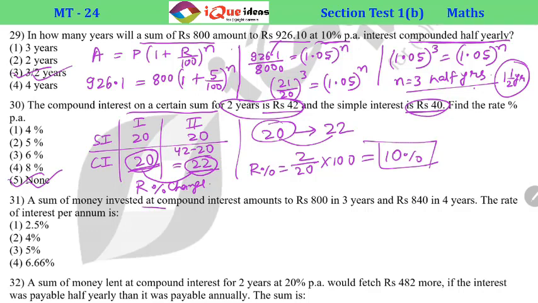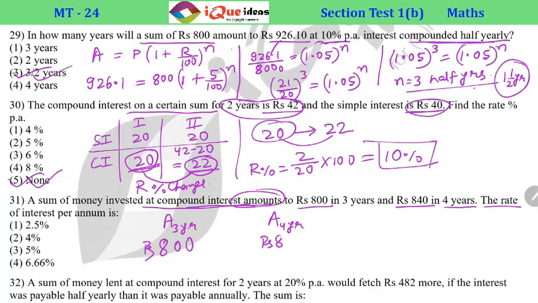A sum of money invested at compound interest amounts to 800 in 3 years and 840 in 4 years. Find the rate of interest per annum. See, understand, the amounts are given, right? So the amount after 3 years is 800 rupees and the amount after 4 years is 840 rupees. This also is a direct question. Whenever the amounts are given for consecutive years, whatever is the percentage change directly is the rate percent.